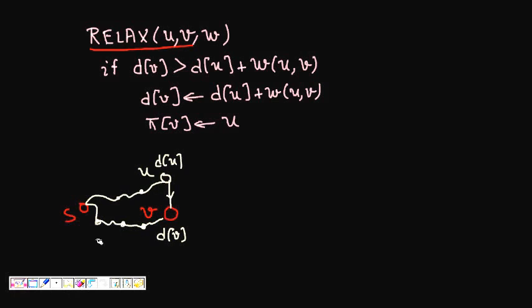What I do is, d of V has already got some value. Now I know that from S I can reach V via the first path, or I can reach via another path, that is going from S to U and then from U to V via the edge UV. So we have one distance d of V, and another for this path 2, which is d of U plus w of UV, which is the edge cost.